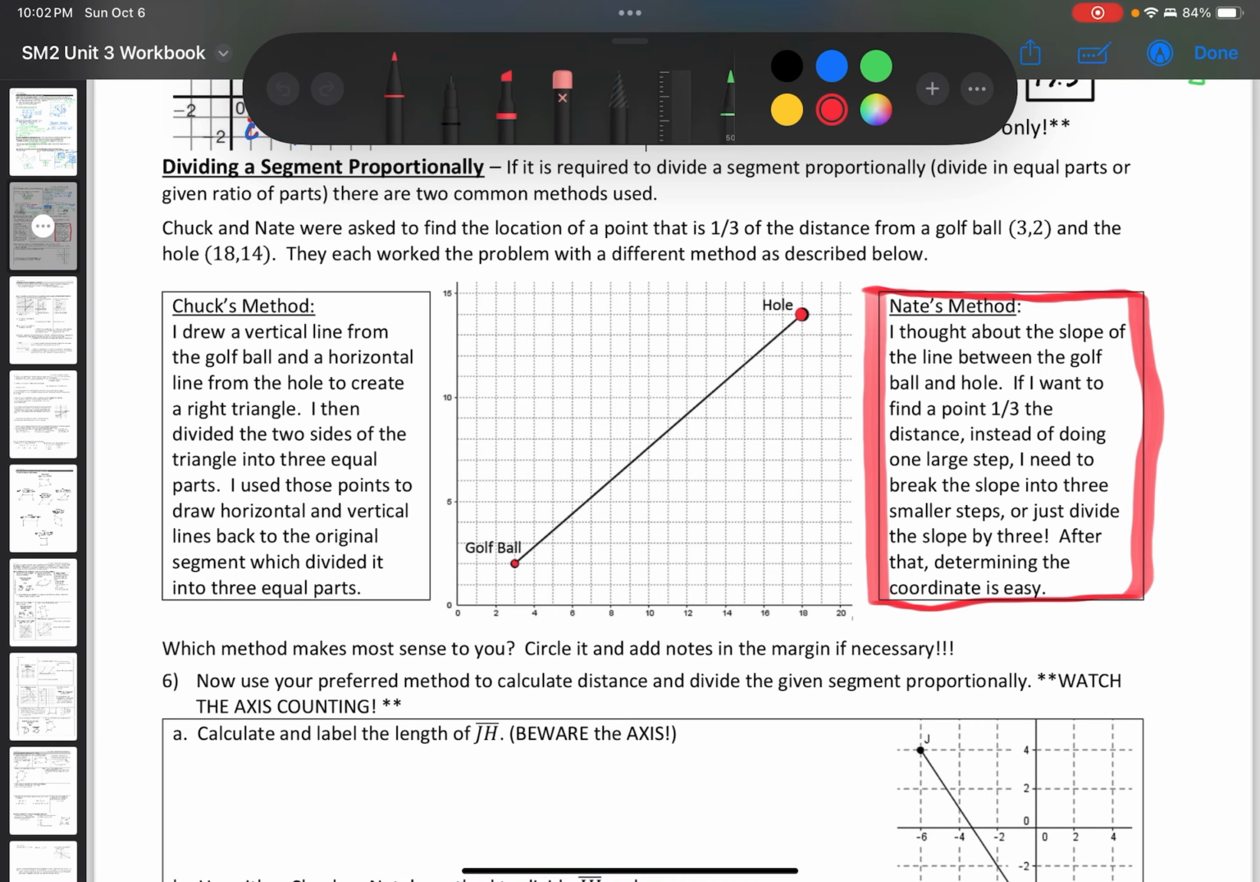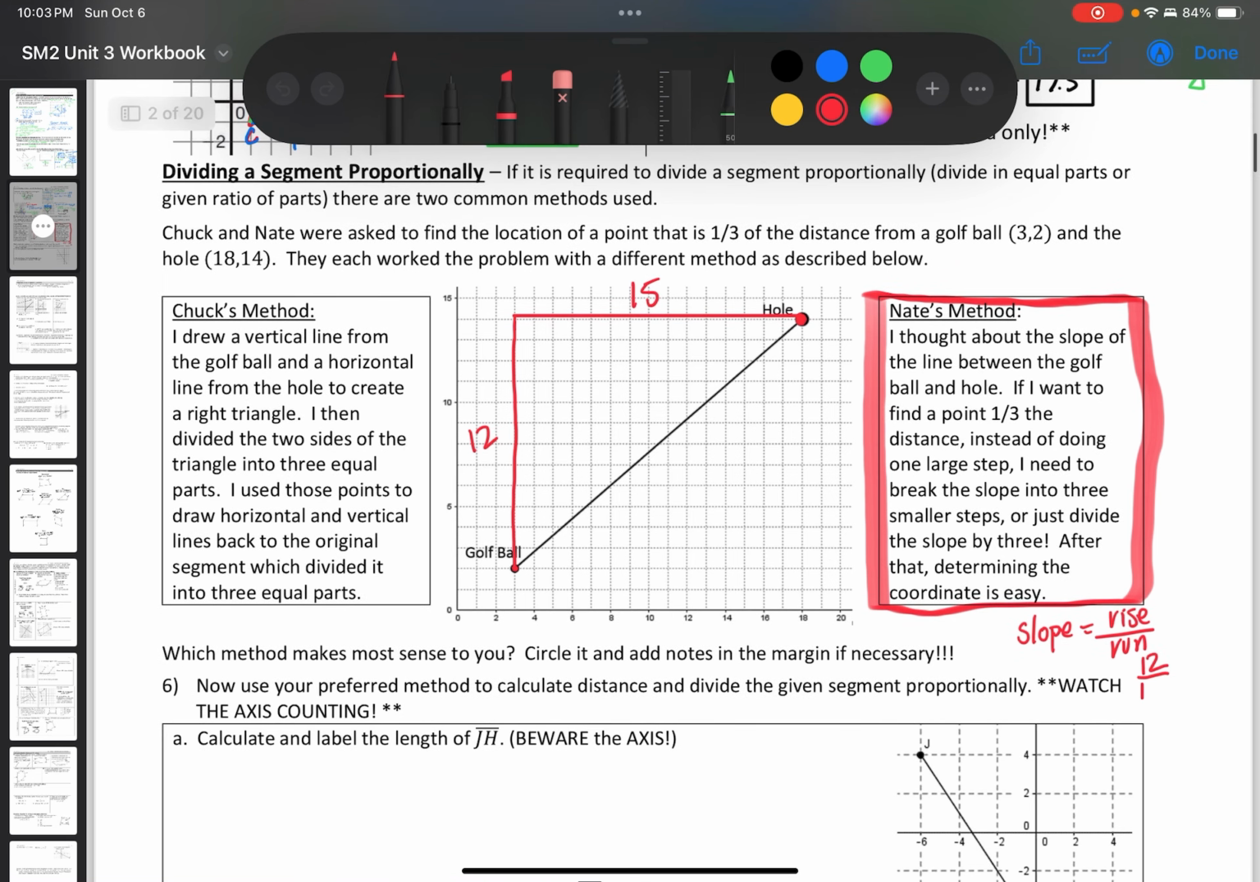The slope is rise over run. Let's find out what those points are. When we count all the units, the rise is going to be 12, and the run is 15. So the slope is 12 over 15.